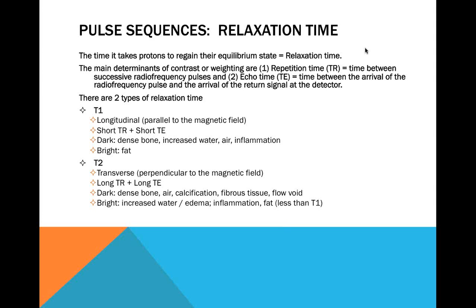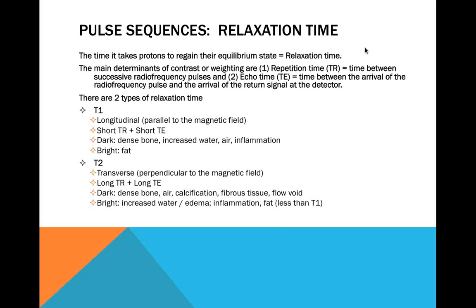This is a lot of detail, I understand, but it will come together shortly once I start talking about the muscle MRI. And there are 2 types of relaxation time. So there's T1 and there's T2. You'll hear about this in reference to all types of MRIs, so I'll give you the gist of what it means to be T1 or T2 images.